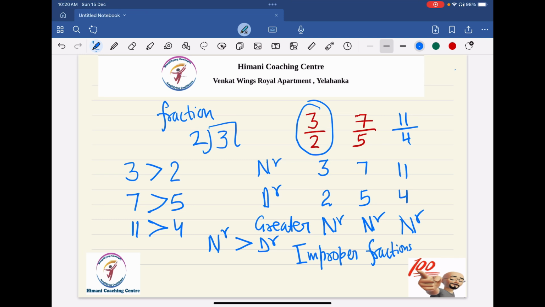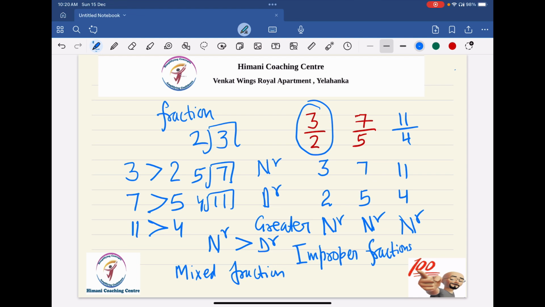Similarly, 7 upon 5 means we are dividing 7 by 5. Likewise, 11 by 4 means we can divide 11 by 4. So why are we doing this? Whenever there is an improper fraction, we have to convert it into a mixed fraction. So what is a mixed fraction? There will be a whole number and a fraction.